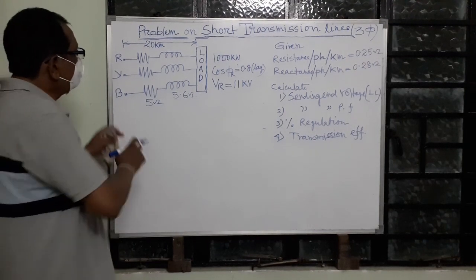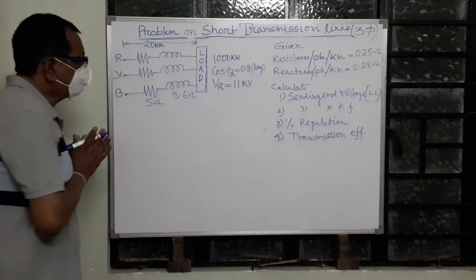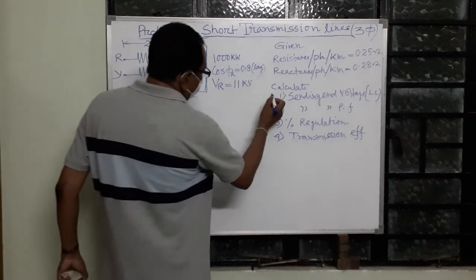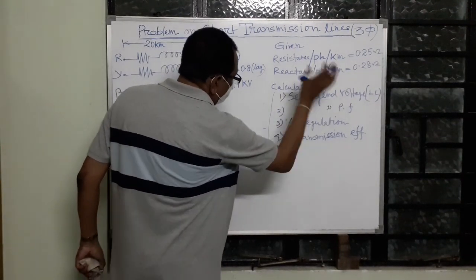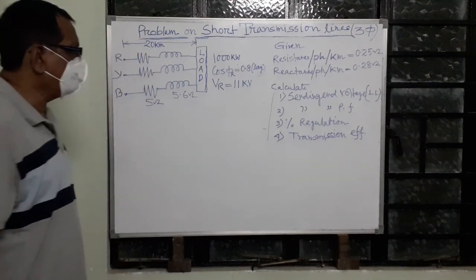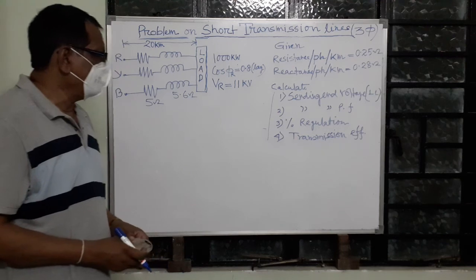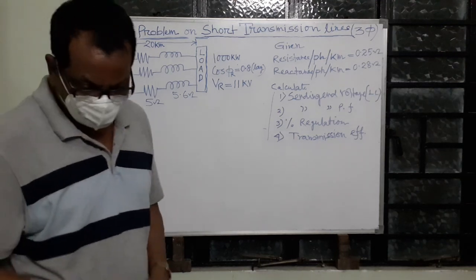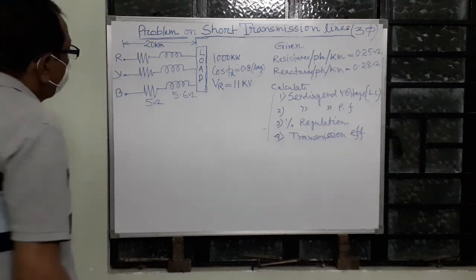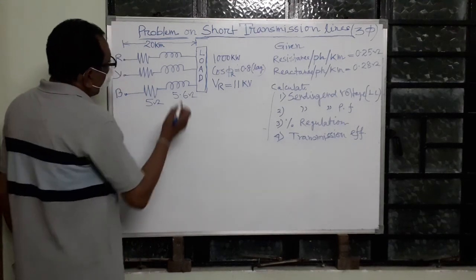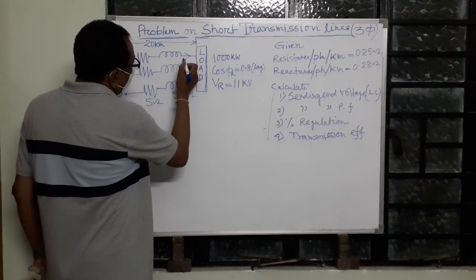Now this is the problem. Now we have to find the four items: sending end voltage, sending end power factor, percentage of regulation, and transmission efficiency. At first, we calculate the current IR.